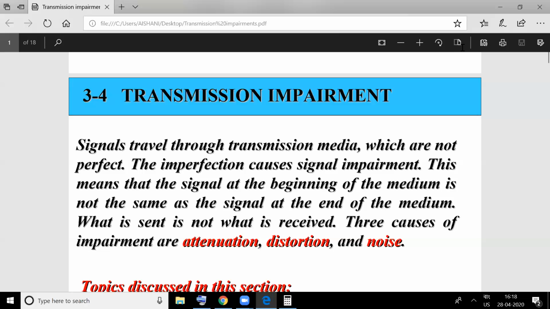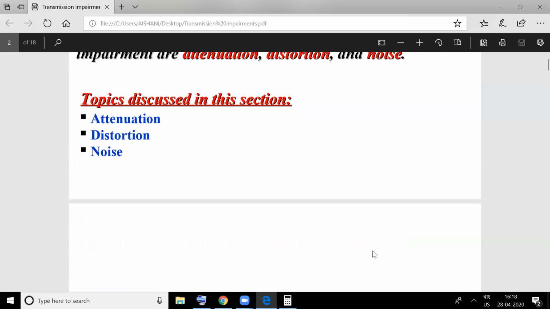So, what are the three causes of transmission impairments? It is attenuation, distortion, and noise. We'll discuss one by one.